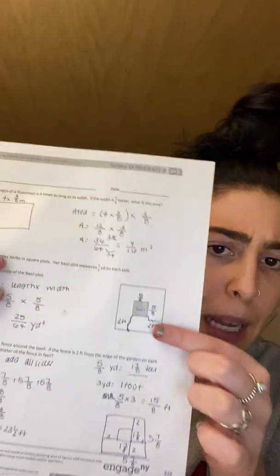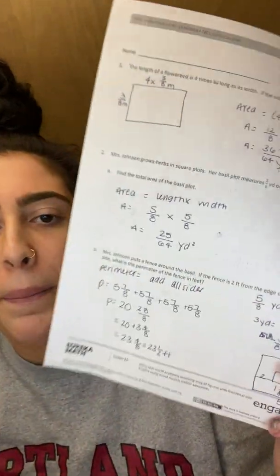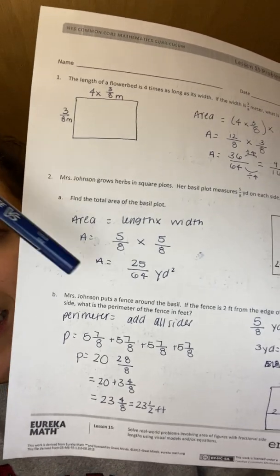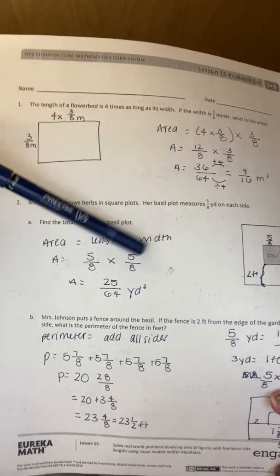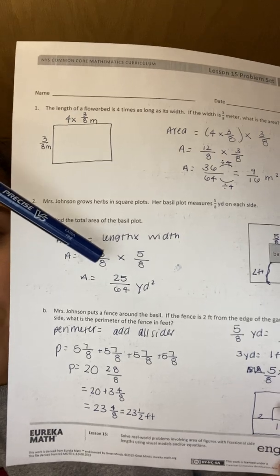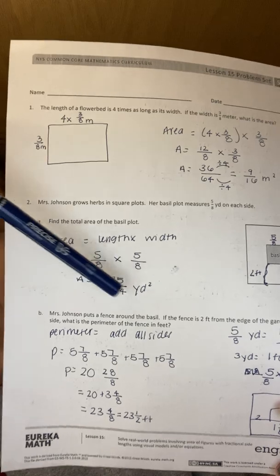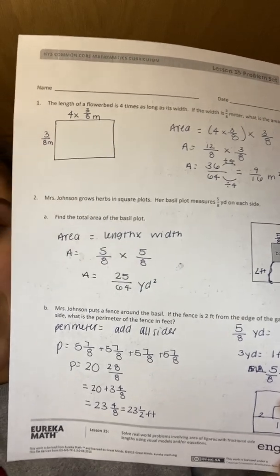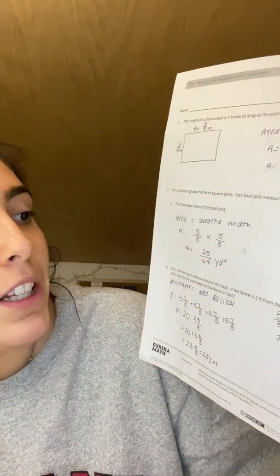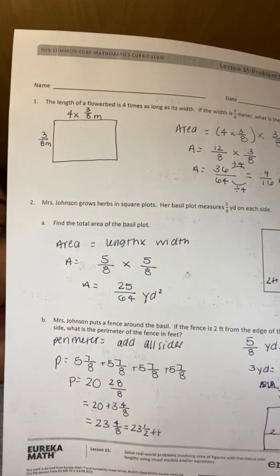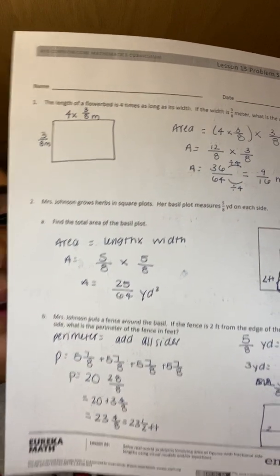So I just went ahead and labeled my 5/8. I didn't do it all the way around just because I knew that all the sides were equal. So I took my formula, which was area equals length times width, and I did A equals 5/8 times 5/8. I took my numerators, which are 5 and 5, multiplied them, got 25. Took my denominators, which were 8 and 8, multiplied those together, and I got 64. So my answer would be 25/64 yards squared. So that was A. That one was not too bad.